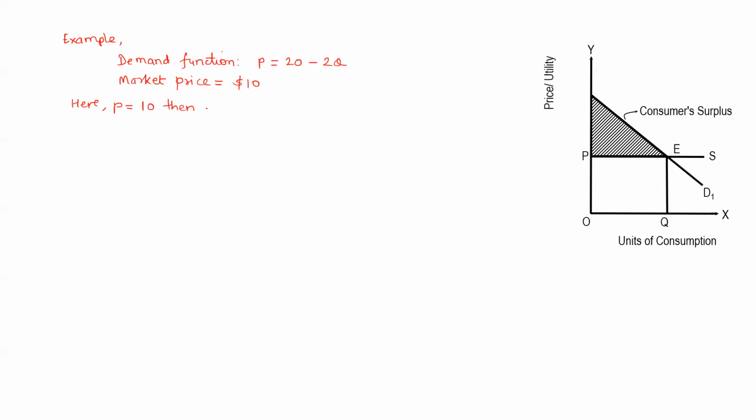Then we can write our demand function as 10 is equal to 20 minus 2Q. This can be written as 2Q is equal to 20 minus 10, which is 2Q is equal to 10. Therefore, Q is equal to 5 units.